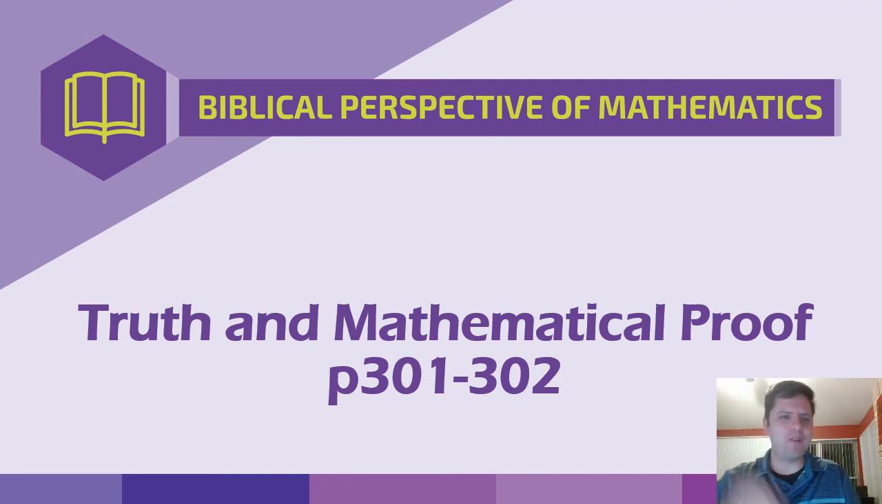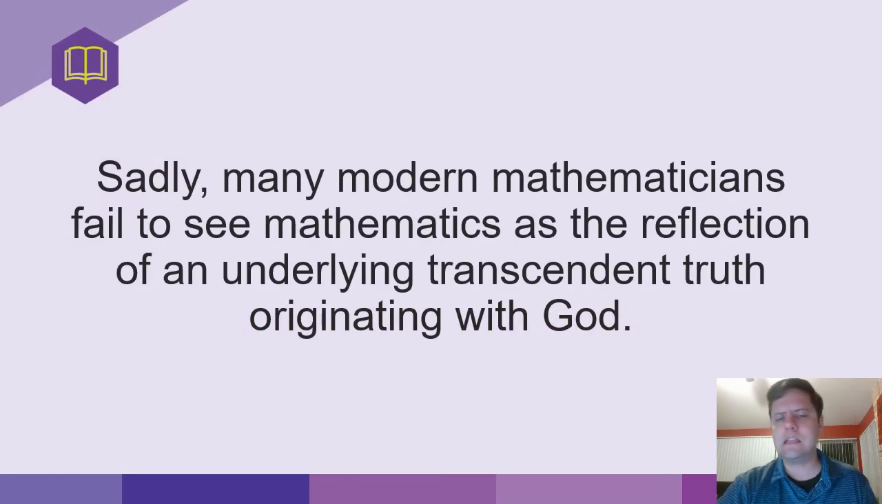Before we close today, I wanted to just quickly mention a really great facet in this chapter. It's on page 301 and 302 of the book, and it talks a little bit about truth and mathematical proof. Sadly, there are many modern mathematicians who fail to see mathematics as the reflection of an underlying transcendent truth originating with God. If you remember way back at the very beginning of the year, I pointed out in another textbook, a secular textbook, that it said from the get-go that man is the creator of truth. We've created mathematics. It's our invention. It's our handiwork, all of the rest.